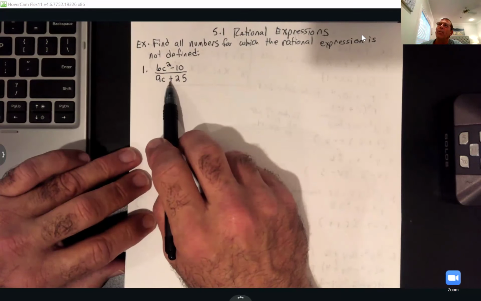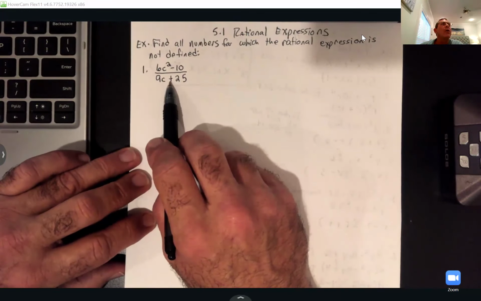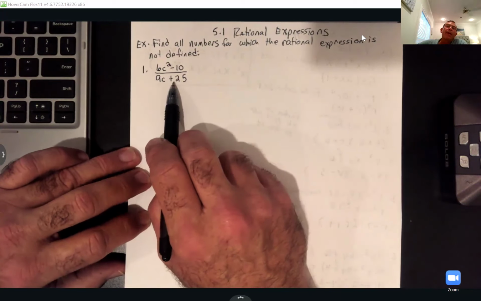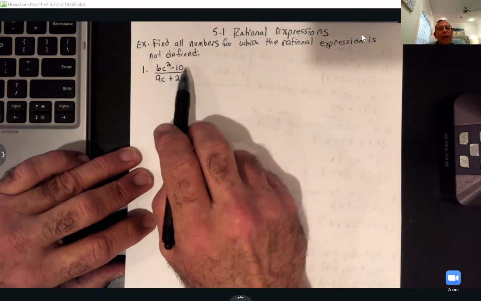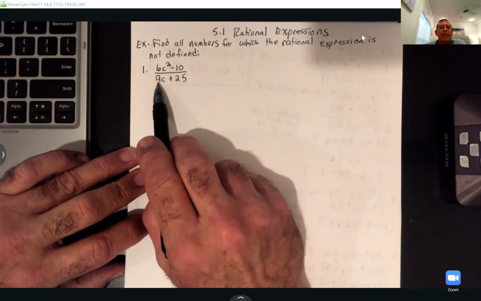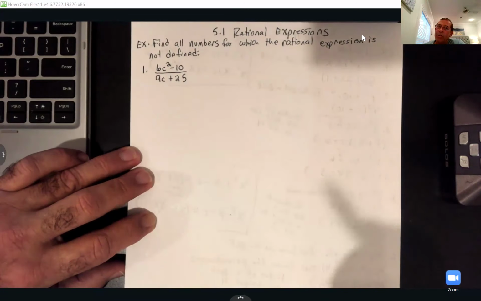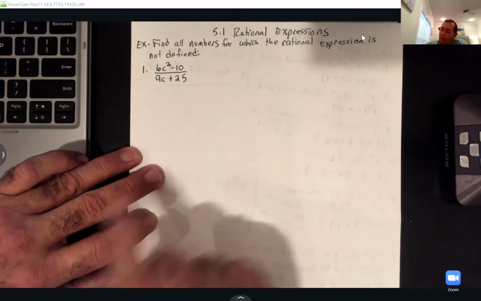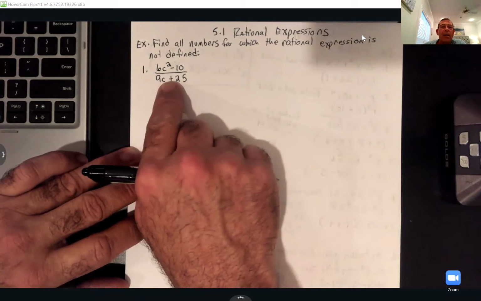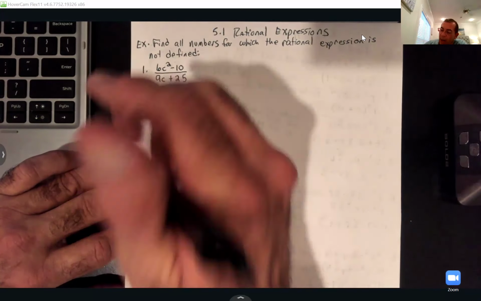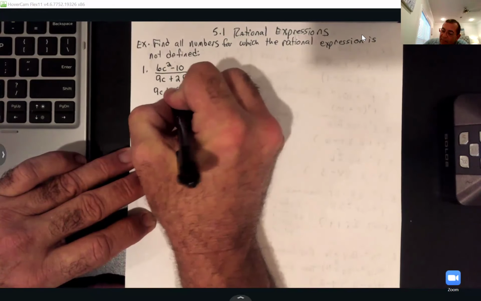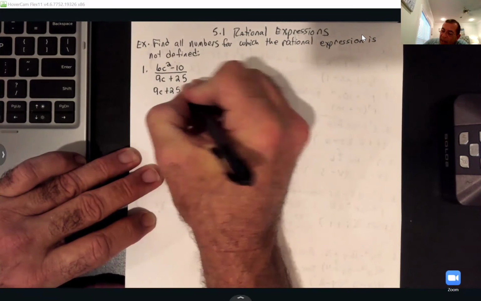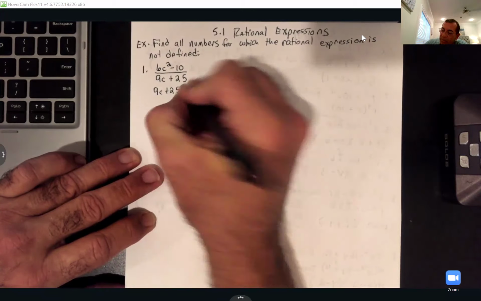I think we did the domain stuff. No. Test 1, we did domain stuff. So here's the thing. What'll make this fraction undefined is if the bottom equals 0. So if I want to find numbers that make it not defined, I'm going to take the bottom, 9c plus 25, and I'm going to set it not equal to 0.